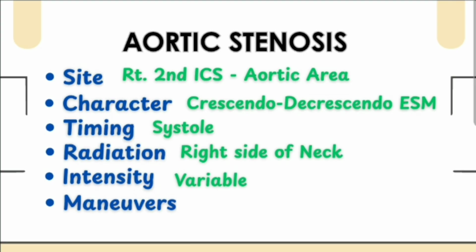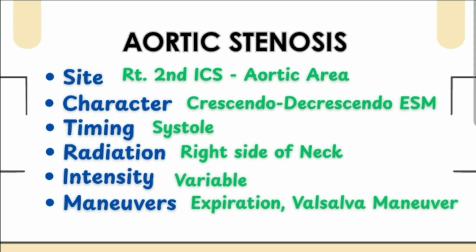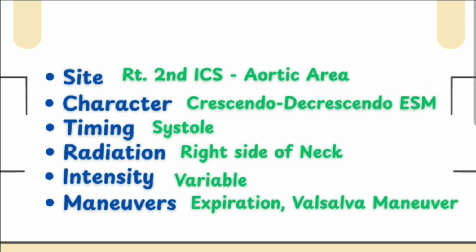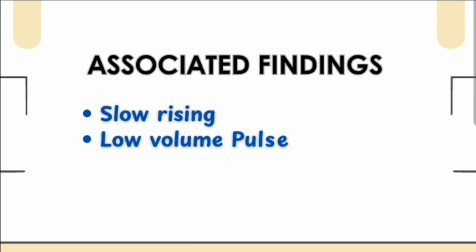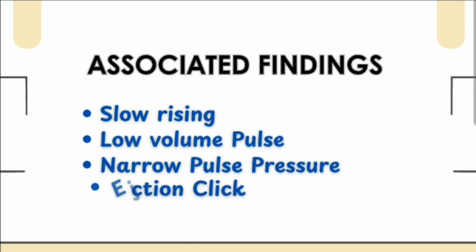Maneuver. The murmur becomes louder on expiration since it is a left-sided murmur, and it may become softer with Valsalva maneuver. Then comes associated findings with aortic stenosis. Look for slow rising and low volume pulse, narrow pulse pressure, ejection click if the valve is still mobile, and in severe cases, soft or absent second heart sound. So if you are in an exam setting, you can present it like this.